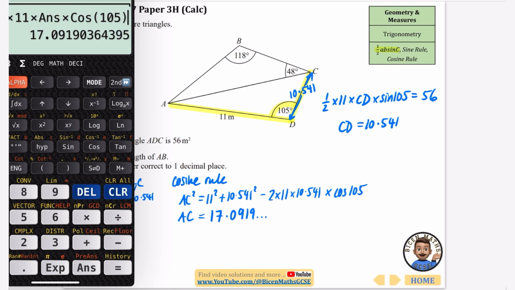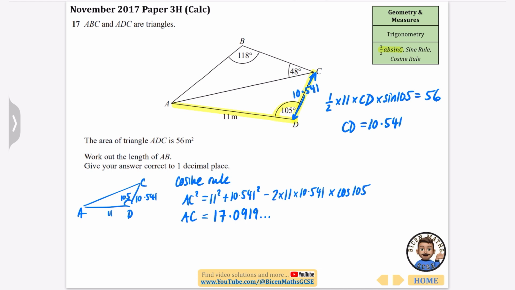17.0919, etc. Now I know how long this part of the triangle is. It is 17.0919. So we're going to now see if we can figure out the length of AB, and that's actually going to be a straightforward sine rule because I've got these two which are a pair, and then I've got these two which are a pair.